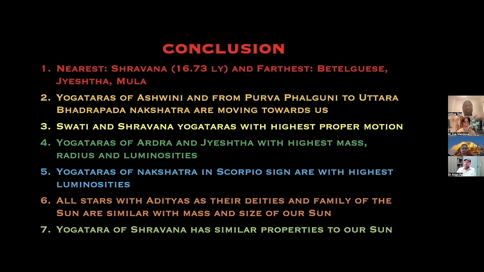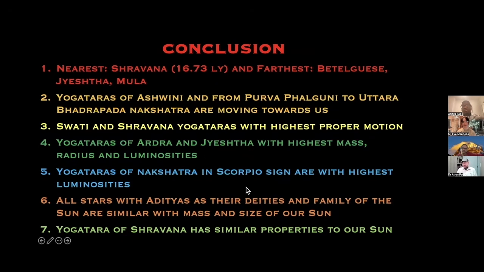Yogataras of Ardra and Jyeshtha have the highest mass, radius, and luminosities. That's what we have seen. So they are going through a transformation. They are the ones who are going to die soon. And the themes attached with the deities of Rudra and Jyeshtha, Indra and all those, are that people go through transformation. That's what we see.